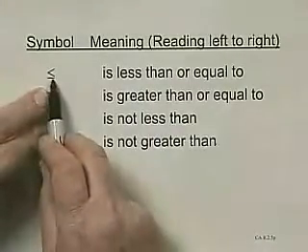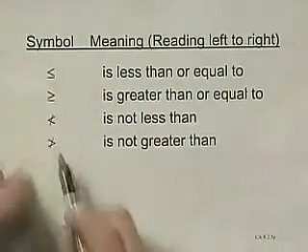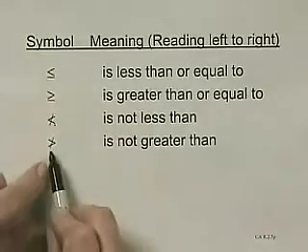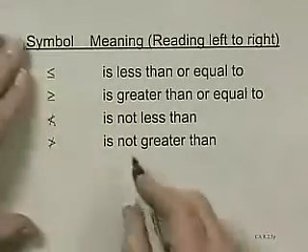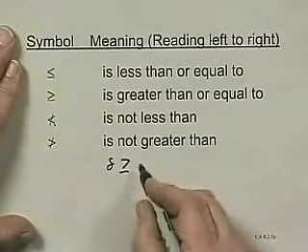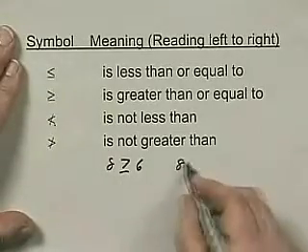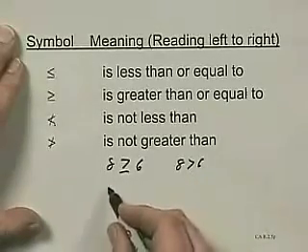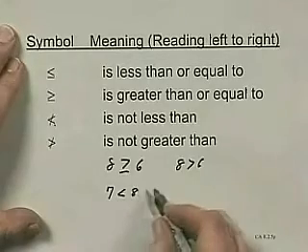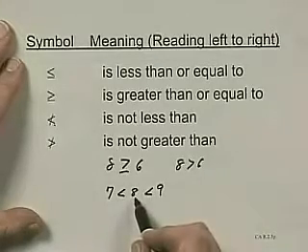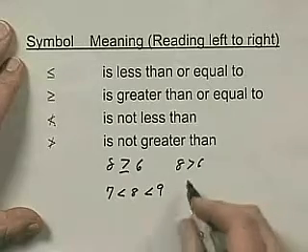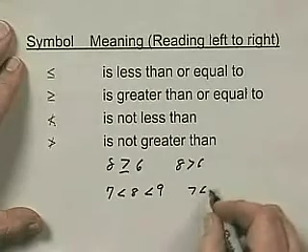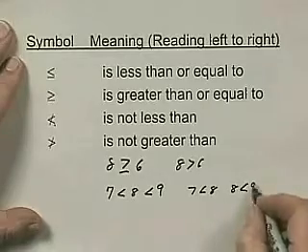The following symbols are variations on the greater than and less than symbol. We have less than or equal to, we have greater than or equal to, we have not less than, and we have not greater than. You can write 8 is greater than or equal to 6 because, in fact, 8 is greater than 6. And you can write the inequality 7 is less than 8 is less than 9, read 8 is between 7 and 9, or 7 is less than 8, and 8 is less than 9.